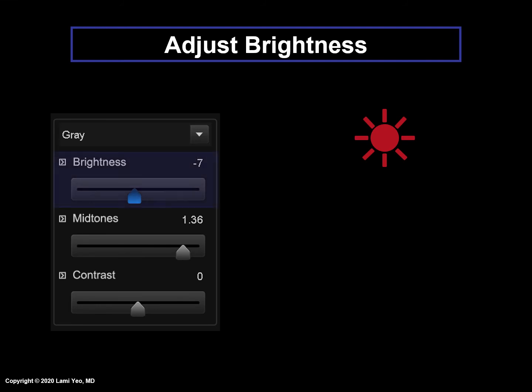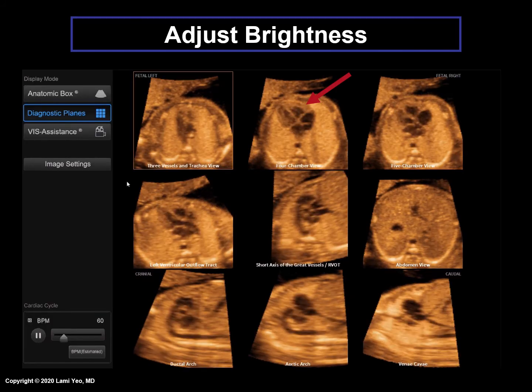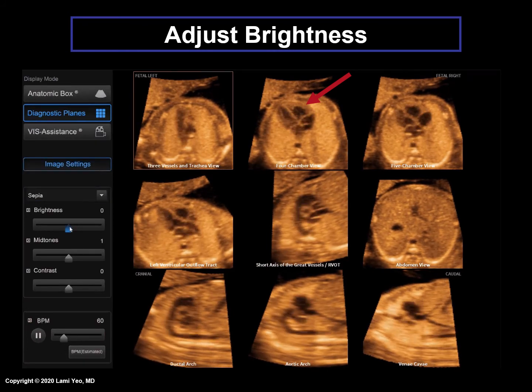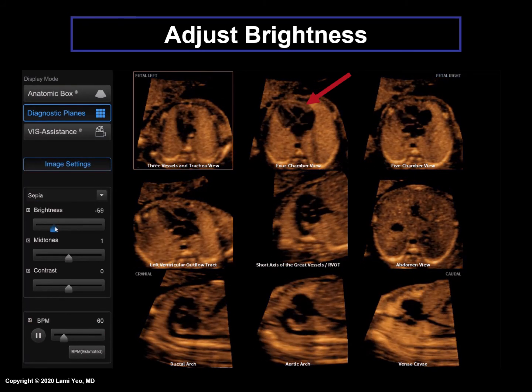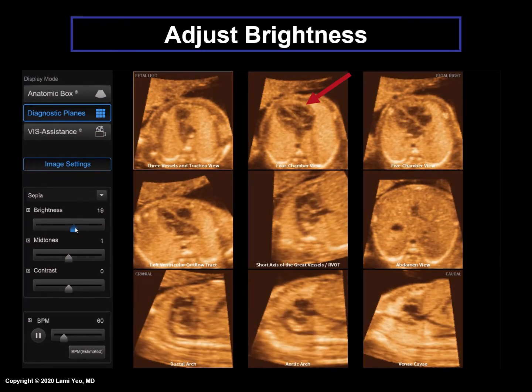Brightness refers to the absolute value of color's lightness, darkness. For the fetal heart, adjusting the brightness affects the appearance of the blood pool. As the brightness is decreased, note that the blood pool, such as in the 4-chamber view, will become black. But as the brightness is increased, light colors will become more obvious.